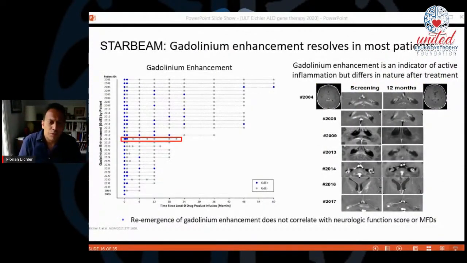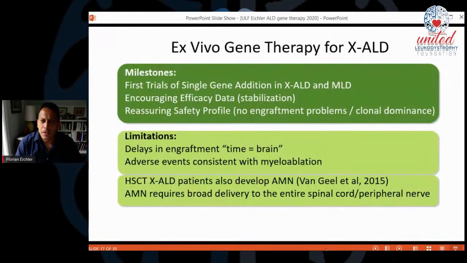We have been fretting a lot over the amount of contrast enhancement that recurs after ex vivo lentiviral gene therapy. At 6 months, usually contrast enhancement disappears, but in many cases it does recur. It usually just flickers, and it's much fainter than what we see in the untreated condition. Okay, next slide.